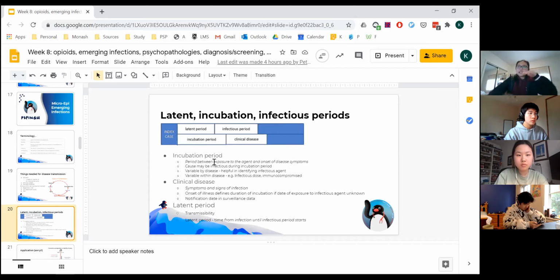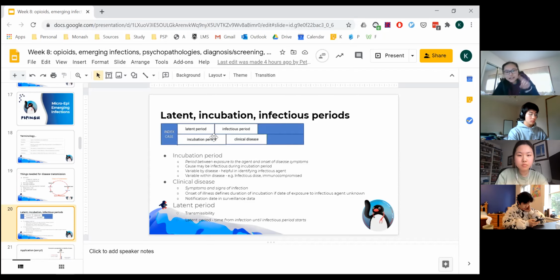And then you've also got this parallel time frame where you've got a latent period and infectious period. It's completely separate, but the latent period is the time between when you've been infected and when the infectious period actually starts. So once someone's coughed on you and before you're actually capable of passing on that disease to other people.